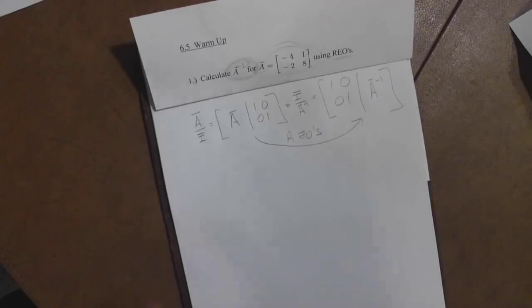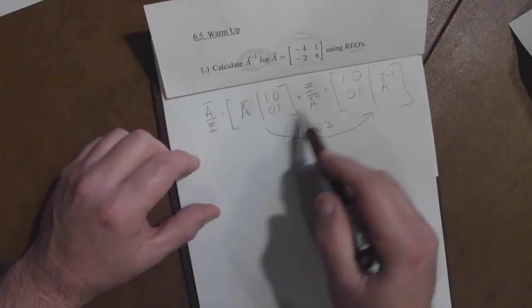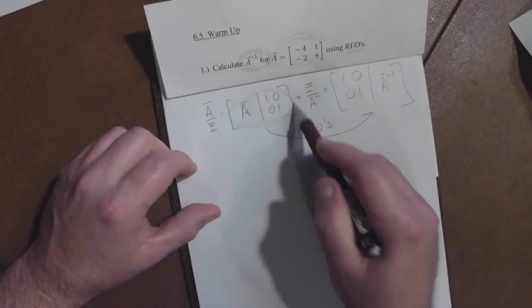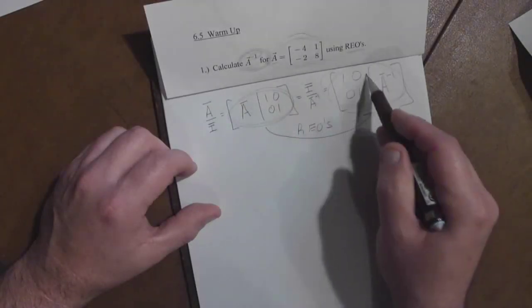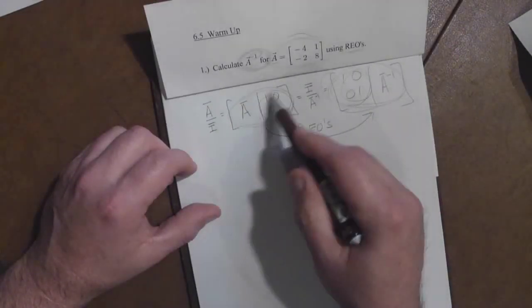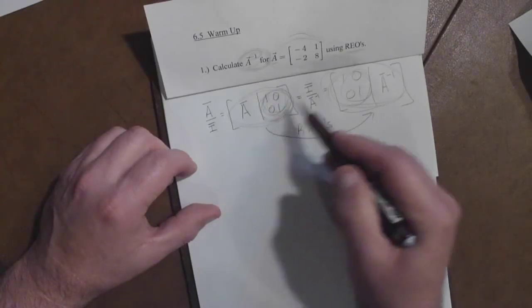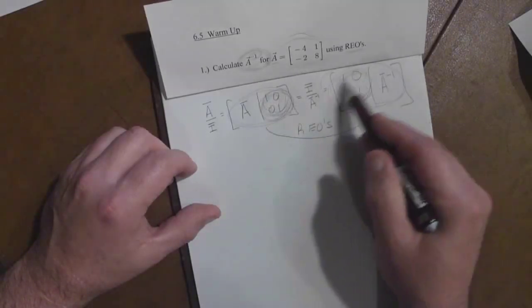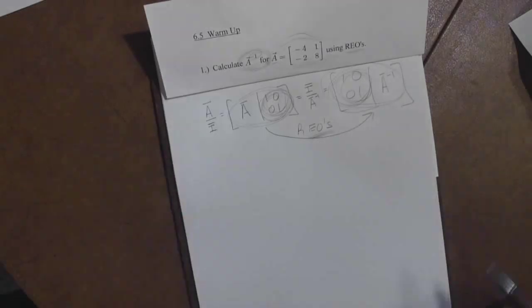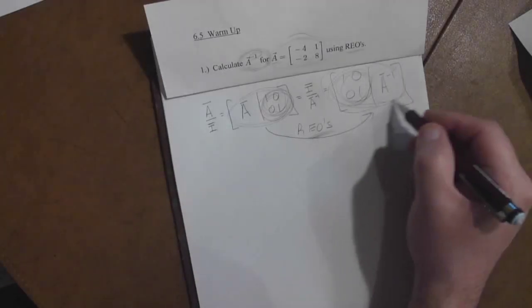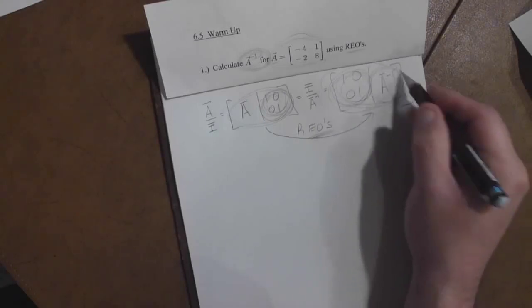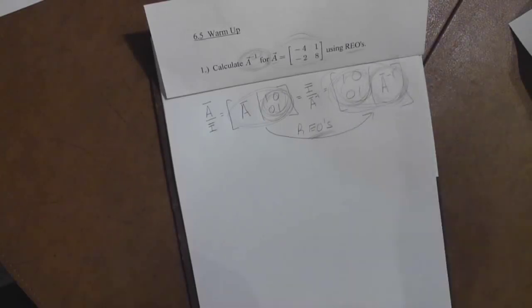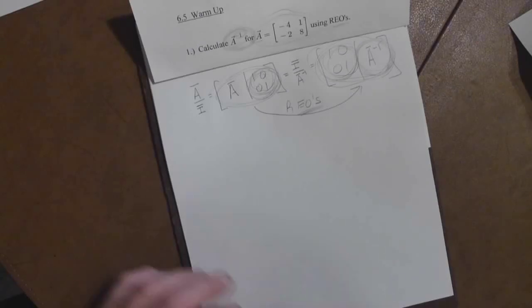We have those row equivalent operations, and we're going to apply them to take this matrix seen here and rewrite it to resemble this matrix seen here, specifically rewriting the left-hand side, moving this identity matrix from the right-hand side to the left-hand side using my row equivalent operations, which is going to reveal my inverse matrix seen here on the right-hand side.